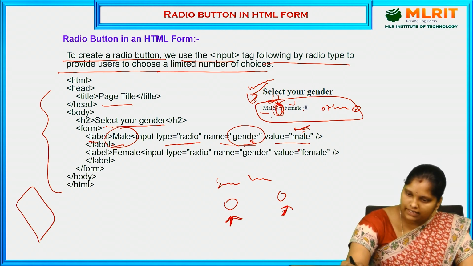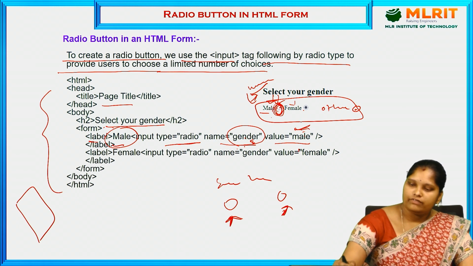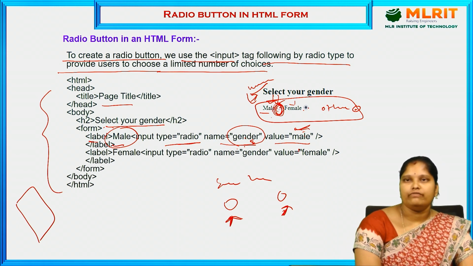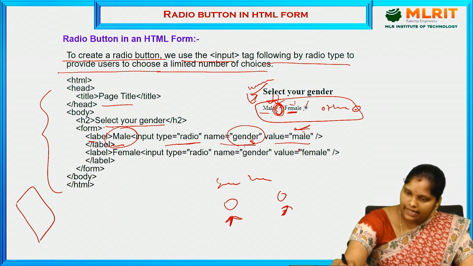For this button, the name is gender and the value is male. If it is male, then it will click on male. If you are female, you click on female, right? This is the label, and the value of this radio button is female, and the name of this radio button is gender.